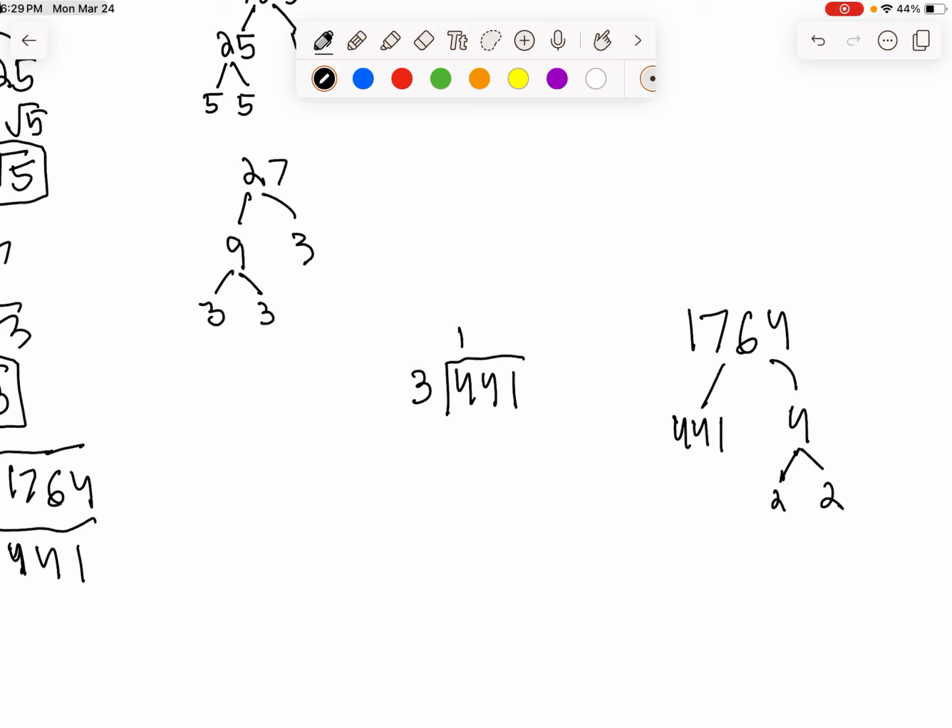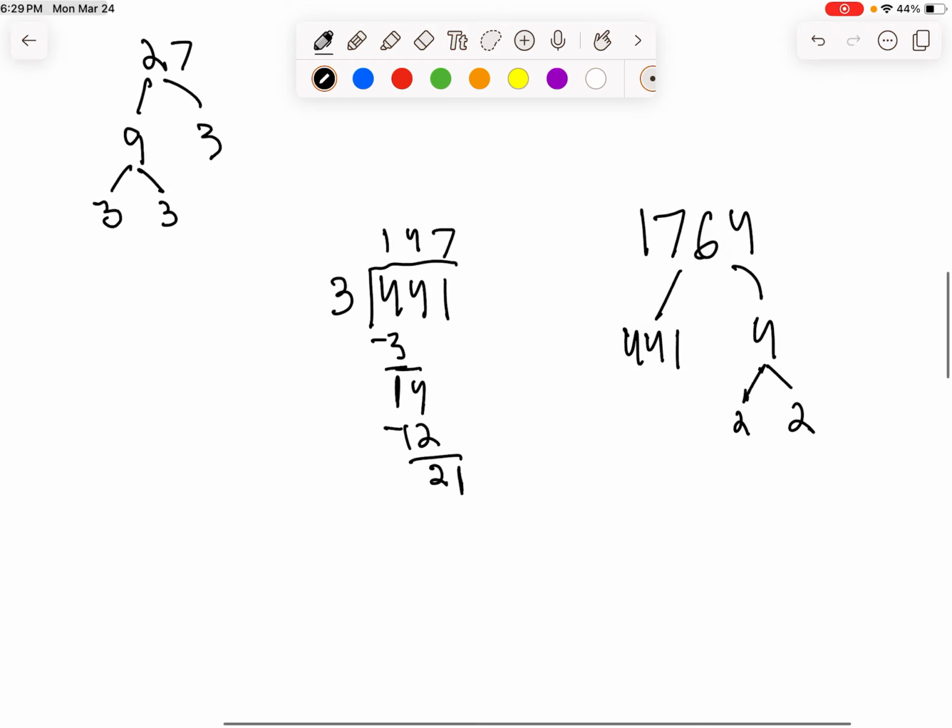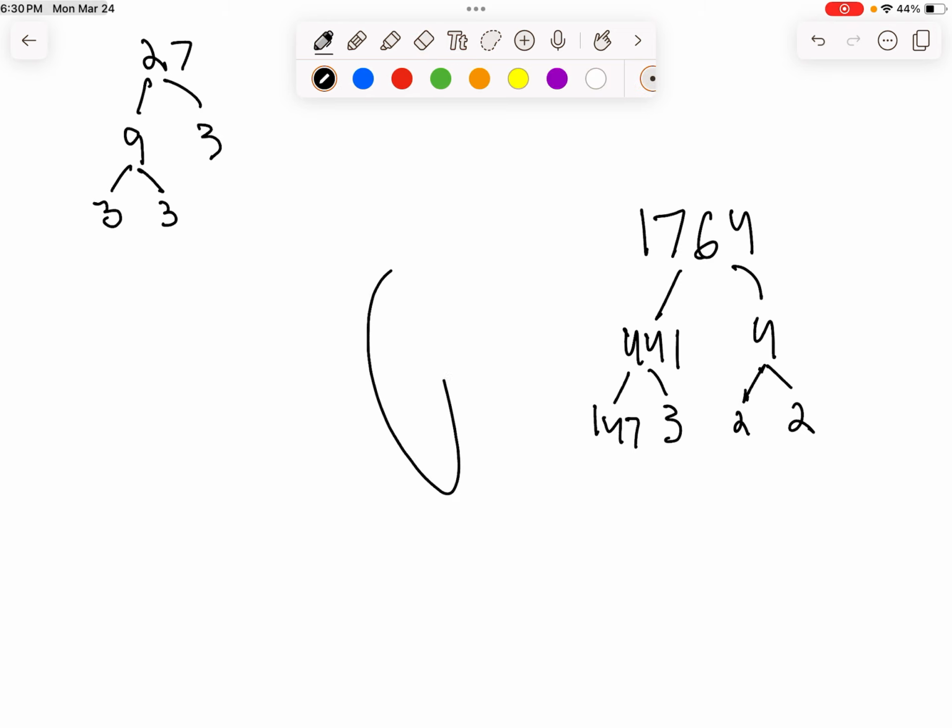So 3 goes into 4 one time. So you get 1, carry the 1. 3 goes into 14 4 times. So you get 2. Bring down the 1. 3 goes into 21 7 times. So we get 147 times 3.